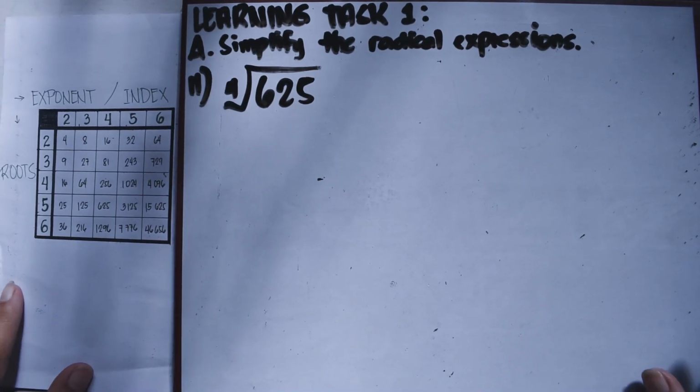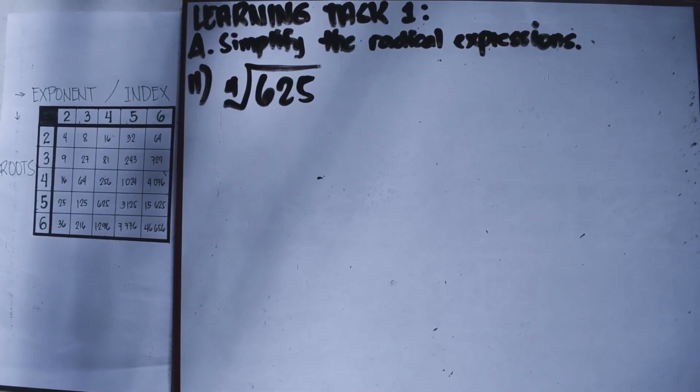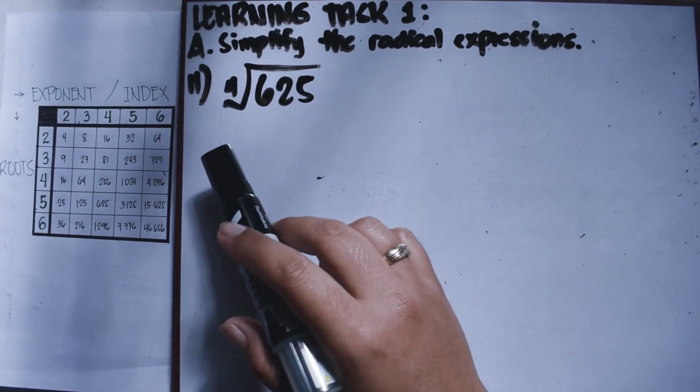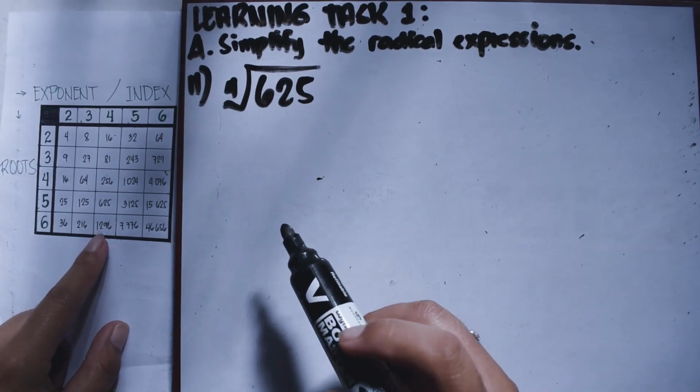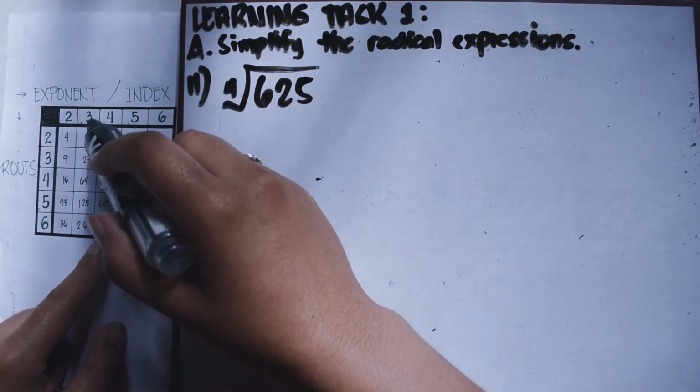Okay, so number 11 na po tayo. Last 5 numbers and then we're done with learning task number 1. So number 11 na tayo, we have 4th root of 625. Since 4th root na po tayo, dito naman tayo titingin sa column na i-teach. Ito po, yan. Yan tayo titingin kasi 4th root.